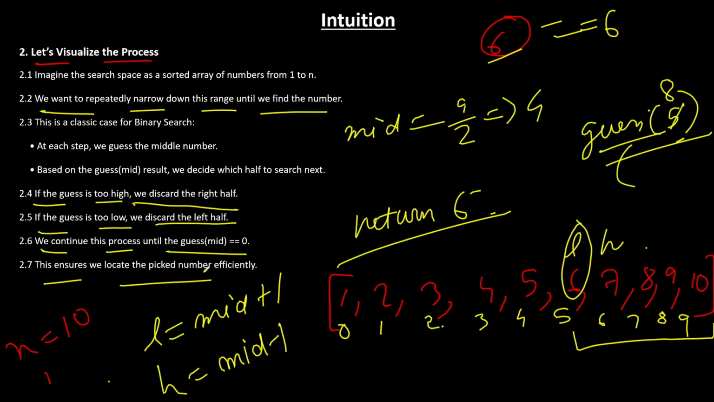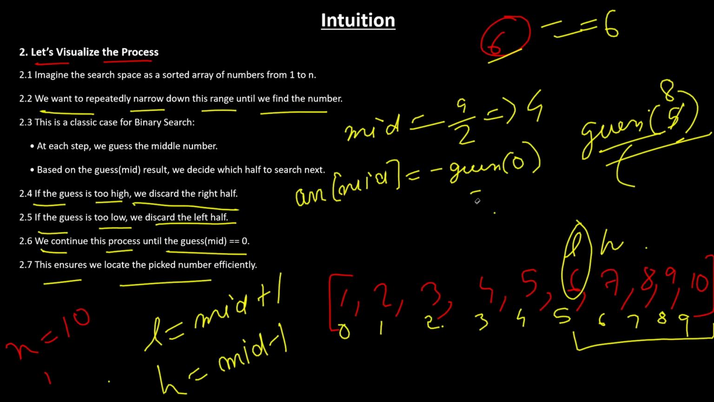Because as soon as we get the array of mid, and the guess function returns 0, we will directly return mid. This way we come out of the binary search. So this is a pretty straightforward problem. This is the basic problem for understanding binary search. So I hope you understood the visualization process. So let's go to the next slide.